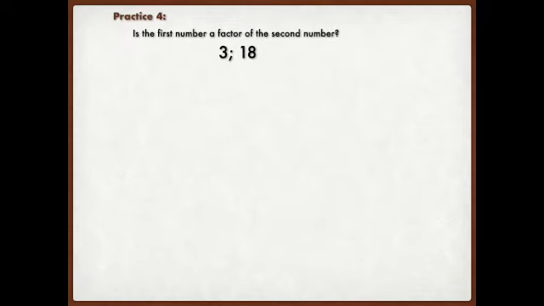Now let's do something a little different. Looking at these two numbers, 3 and 18, the question is asking, is the first number, the 3, a factor of the second number? Does 3 go into 18? So we can think through, is there 3 times something that equals 18, or can 3 be divided into 18? We know that 3 times 6 is 18, so the answer to this question is either yes or no. 3 times 6 is 18, yes.